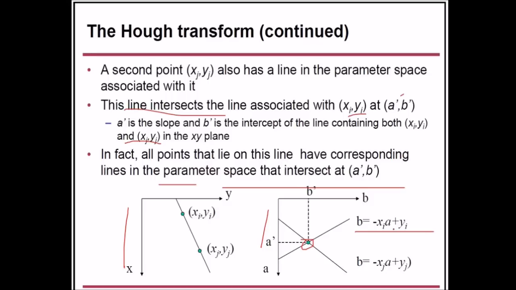This is b = xi − xi a yi. This is just a rearrangement of y = ax + b. This is another version for some other xj, yj. So the common point is, if this is the line in the ab plane, this is the line in the xy plane, this is another line in the ab plane, they intersect at some point a', b'.